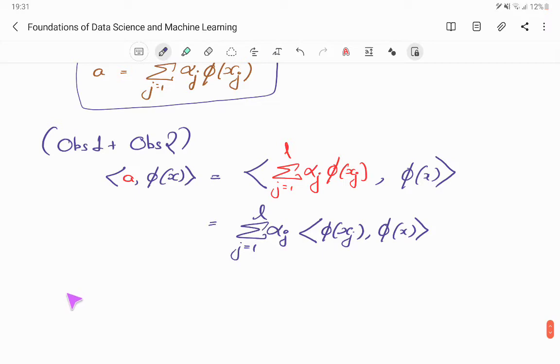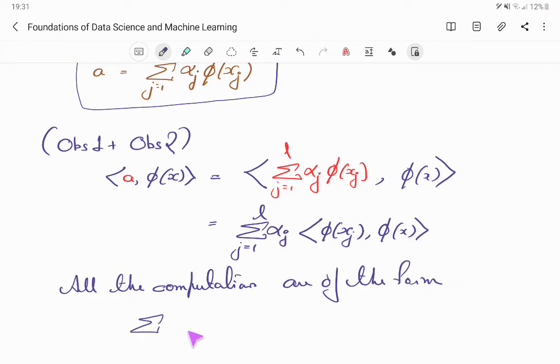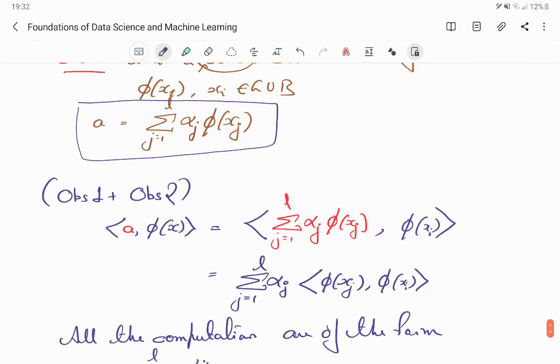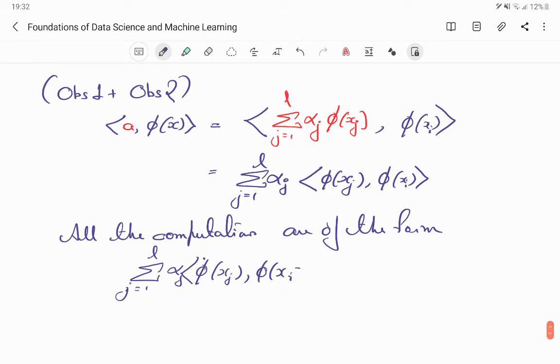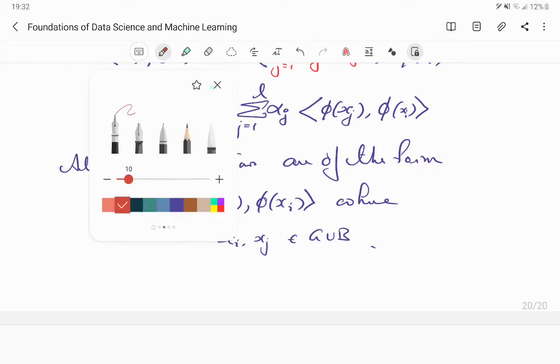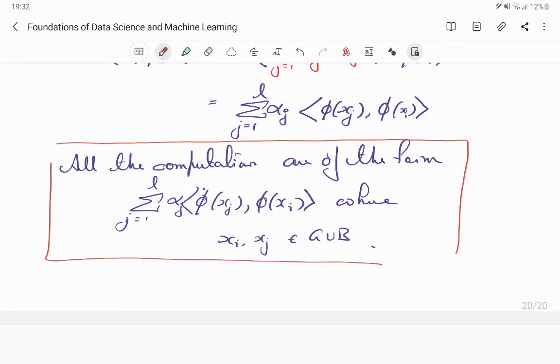What is the result? You can say that all the computations are of the form sigma j equal to 1 to L alpha j, inner product of phi of xj with phi of x. By the way, this x is also an element of G union B, so let me call it xi, just to make it different from j. So phi of xi, where xi and xj are the points in the data set, maybe good, maybe bad. They are just points in the data set, so they are members of G union B. This is the combination of observation 1 and observation 2.